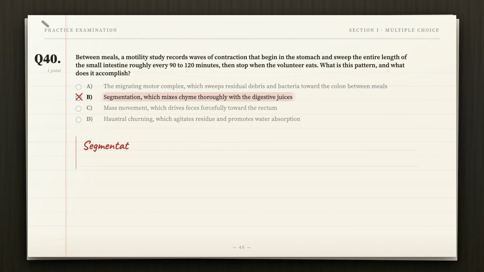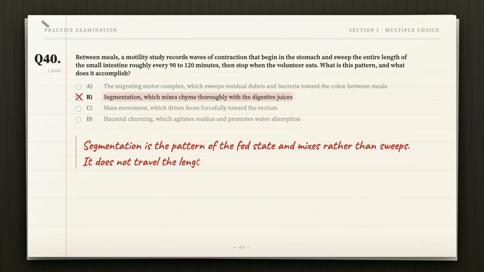B is wrong because segmentation is the pattern of the fed state and mixes rather than sweeps. It does not travel the length of the intestine as a single wave.